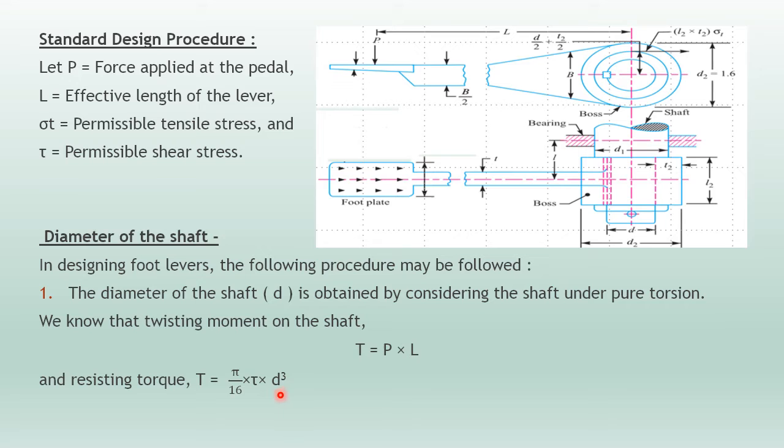Small d is the diameter of the shaft. In the numerical you have been given this value of tau, also capital T. So all these values are given except the diameter of the shaft. So you have to calculate this diameter of the shaft.